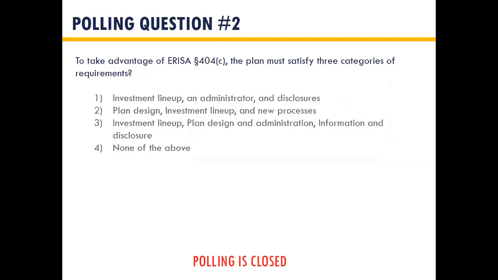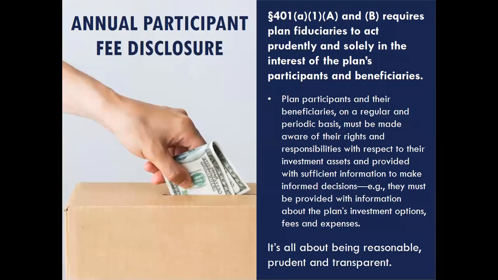All right, congratulations. 82% picked the correct answer, which is investment lineup, plan design and administration, and information and disclosure. And those, of course, are the items that we just discussed. So good job, everyone. Okay, so when it gets to the annual participant fee disclosure, this is an important tool.